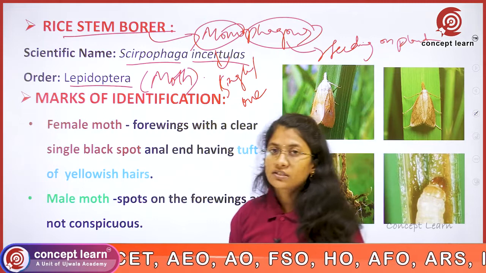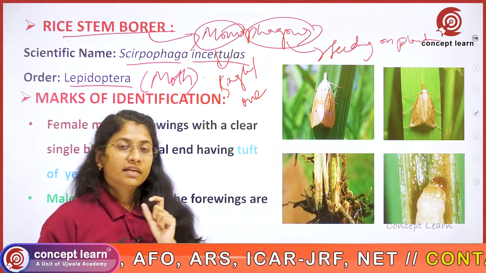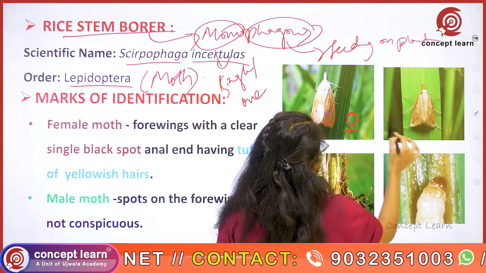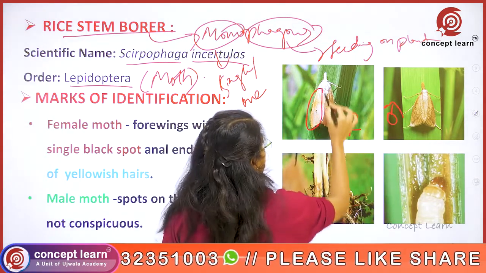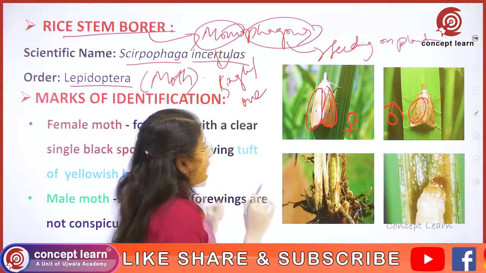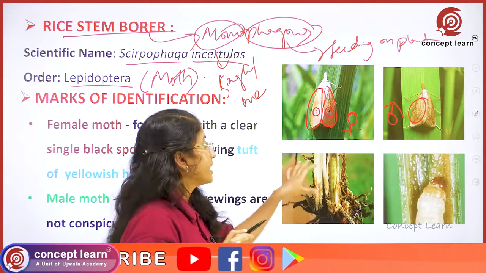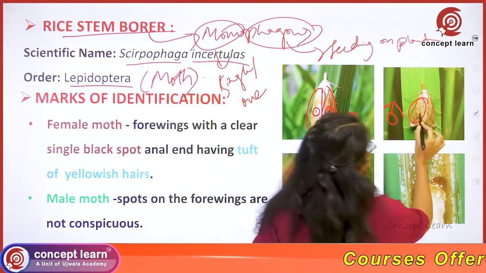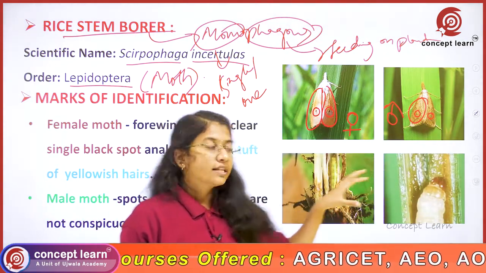Coming to its marks of identification, there are very clear differentiation marks between the female and the male moth of this yellow stem borer. Here, this is the female and this is the male moth. As you see, the forewings are brightly colored compared to the dull colored wings of the male moth. One more major feature is that the black spots are very prominent in the female moth. In the male moth, even though the black spots are present, they are not that conspicuous, meaning they are not that clearly seen.